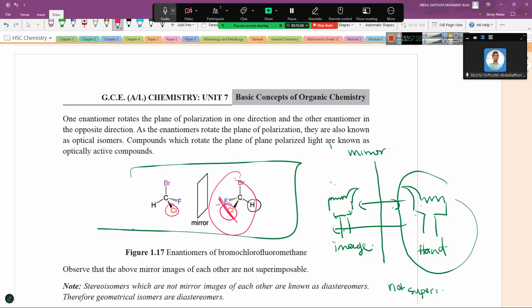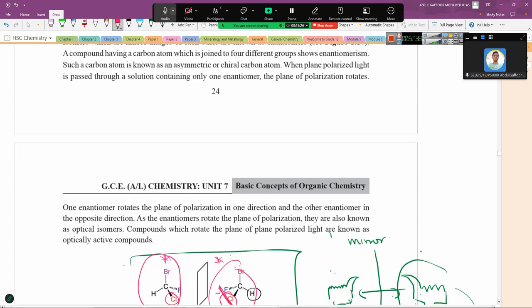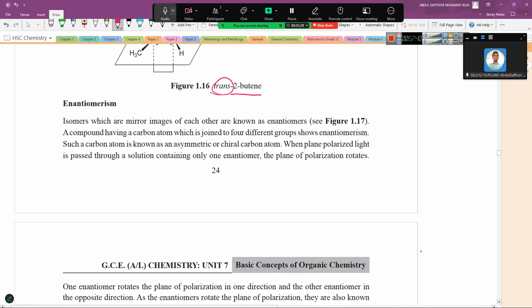Okay, so here you can see this structure and this structure are different, but this one is the mirror image of that one, and they are both enantiomers, right? Because they can be rotated along the plane. So you can see the definition here: isomers which are mirror images of each other are known as enantiomers.